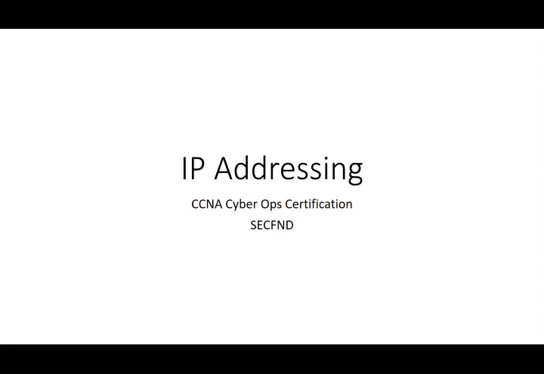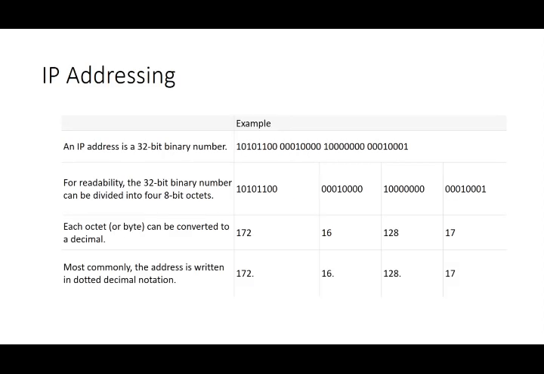Hi folks, we are going to talk about IP addressing. IP addresses are 32-bit numbers represented as binary values of 1 or 0. We group these into chunks of 8 bits and convert each chunk into a decimal value, separating them with a dot or decimal point so that they are easy to read. So in this example, we have a 32-bit binary number.